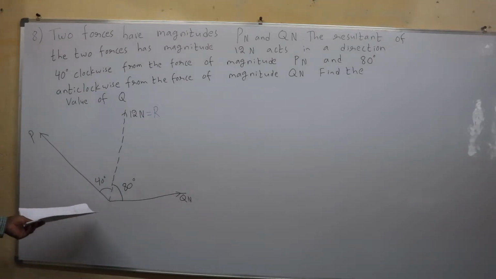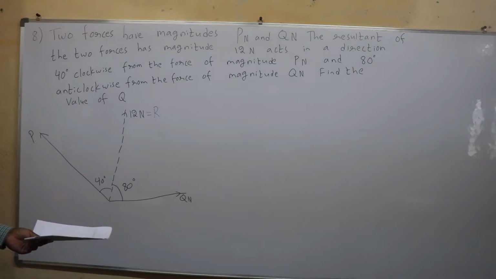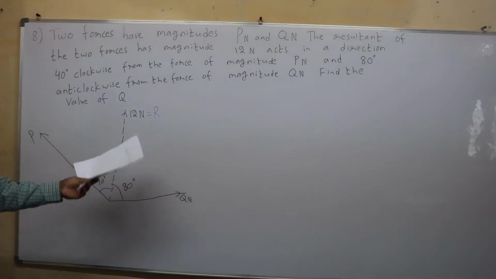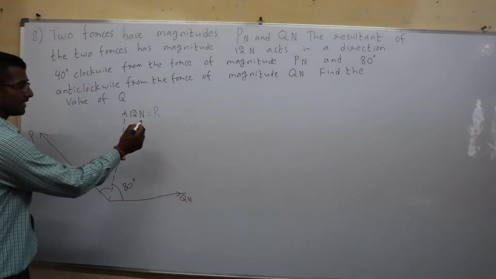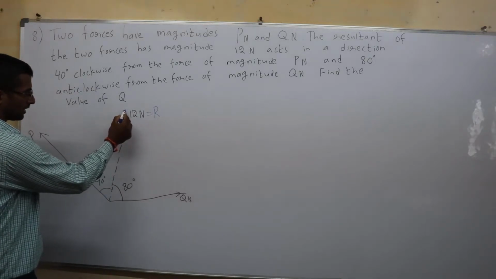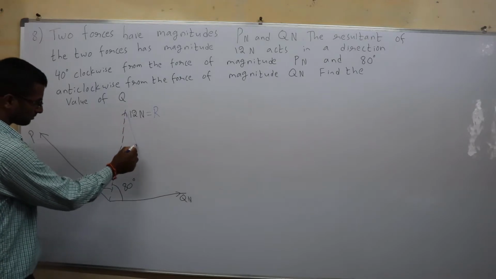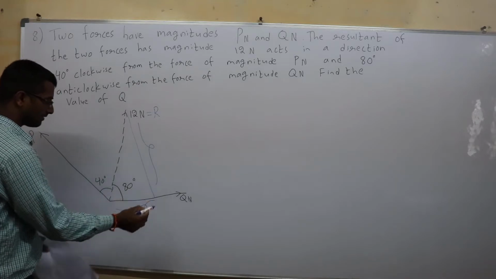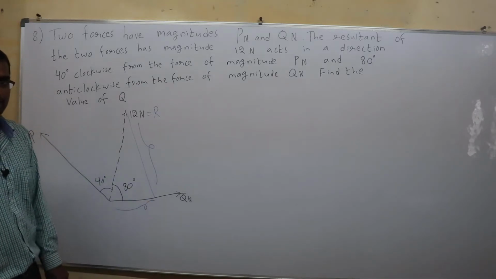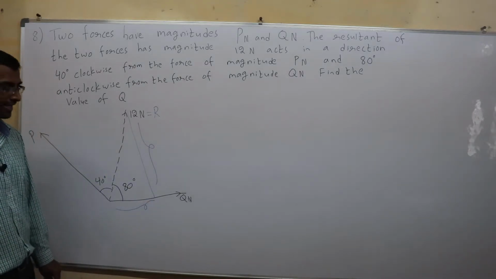These two forces are acting. The result of the two forces is 12, meaning this is the resultant. So if I resolve it, the angle is given, so I have to resolve it. In that way also you can understand.